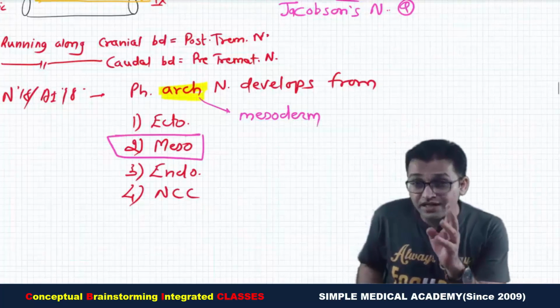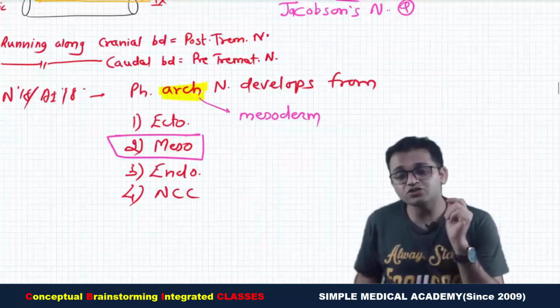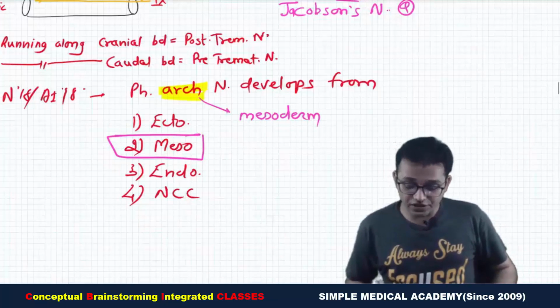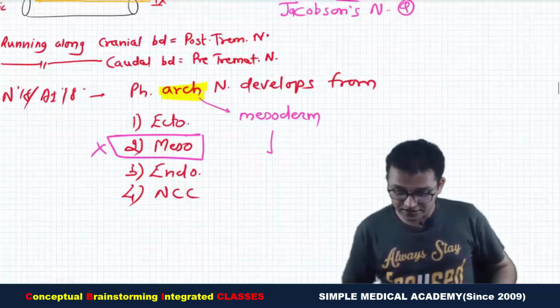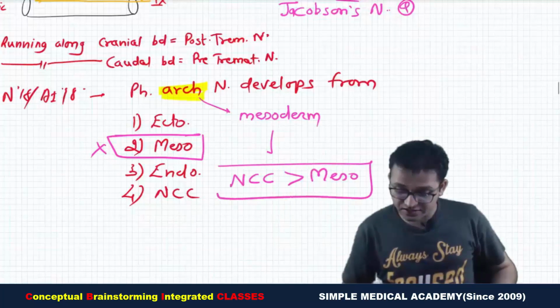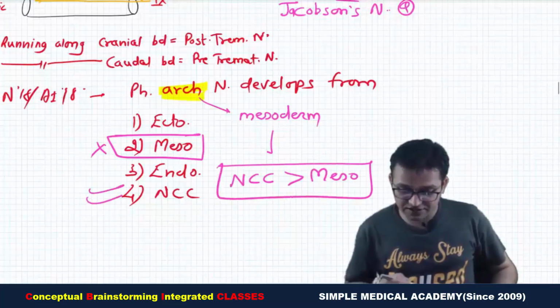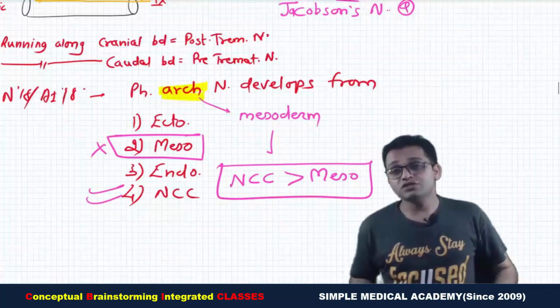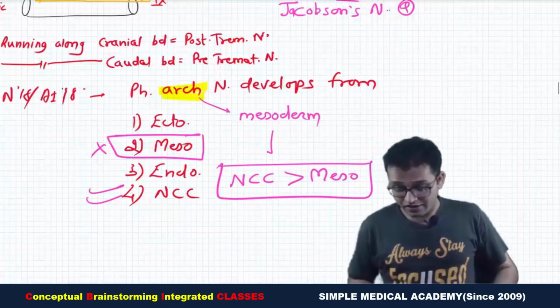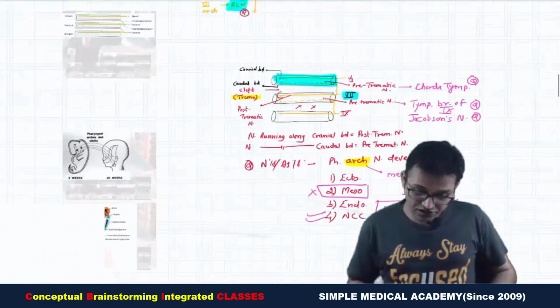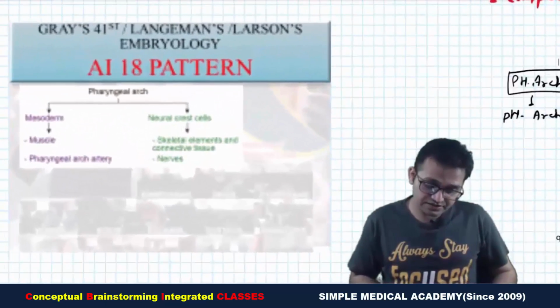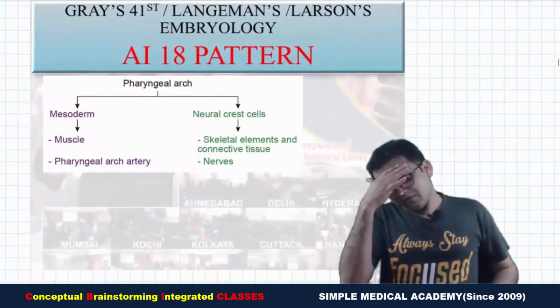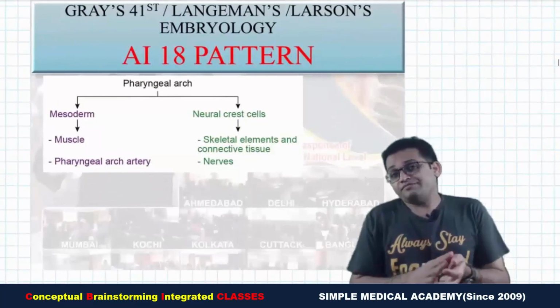But according to Gray's Anatomy, Larsen, Langman, all this embryology, I am going to tell you the fact. Here the mesoderm is not the best answer, but neural crest cell is a better answer than the mesoderm. So the best answer is the neural crest cells. Why? This is one controversial question. It requires the updates. So just see this image. Yes, updates.